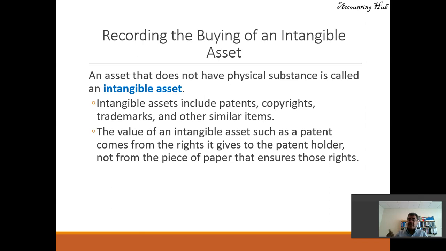Tangible assets are the usual plant assets, such as equipment, properties, vehicles, and so on. Intangible assets have no physical substance. For instance, patents, copyrights, trademarks, or goodwill. And the value of an intangible asset, such as a patent, comes from the right it gives to the patent holder, not from the piece of paper that ensures those rights. For instance, a patent for drugs, for vaccines, and a lot of other patents.